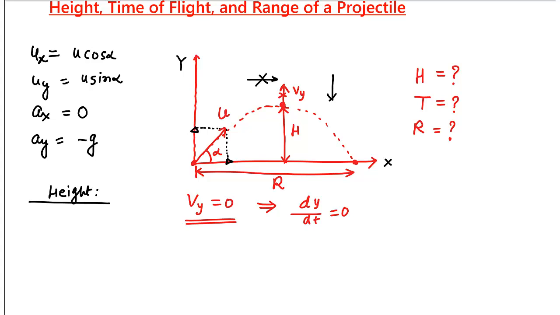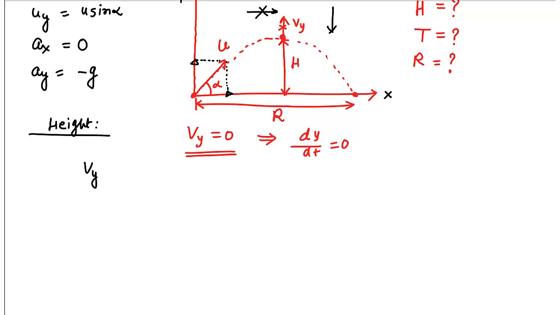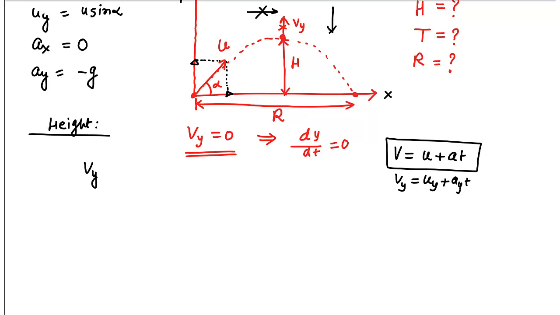So let us write velocity Vy as a function of time. I can use the kinematic equation v equals u plus at, if you remember. Now I can use this in the y direction. So I will write Vy is equal to u_y plus a_y times t. What is the initial velocity in the y direction? In this case, the initial velocity in the y direction is u sin alpha. So this is the initial velocity plus acceleration. Acceleration in the y direction is minus g, times t.